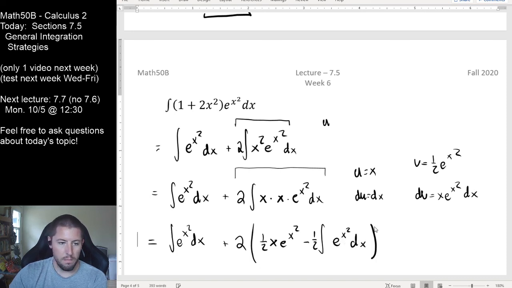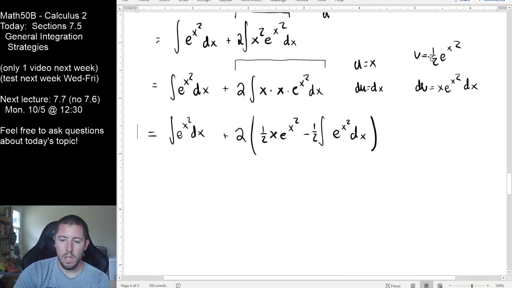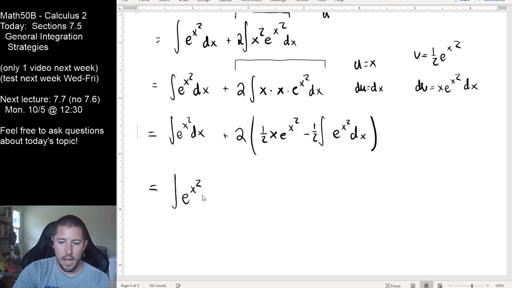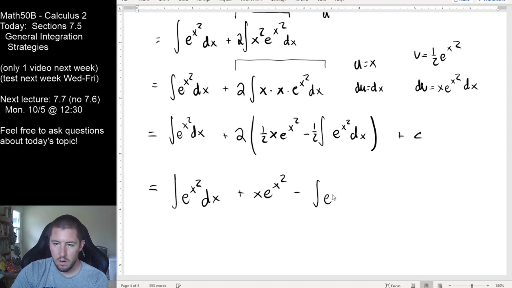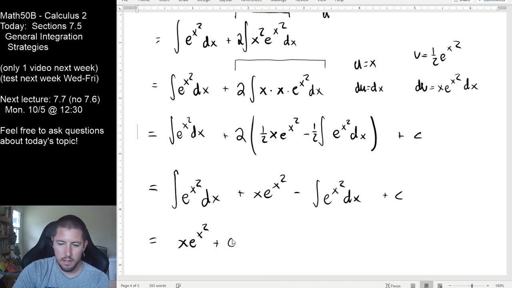And hopefully you can see the magic that is about to happen right here. We are stuck with this integral of e to the x squared that we cannot do. But it turns out that they just canceled. Look at that, a positive one and a negative one. It looks like our answer here is just x e to the x squared plus c.